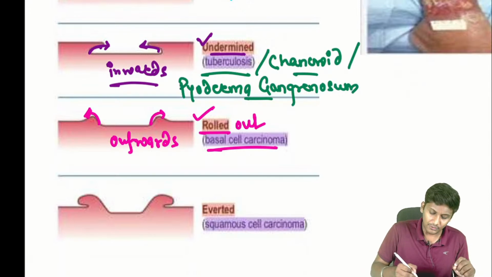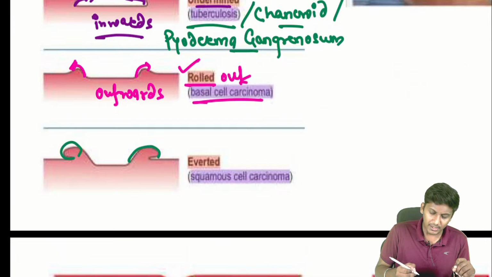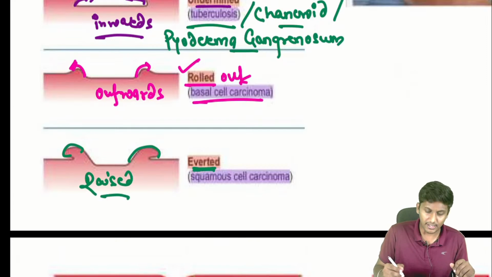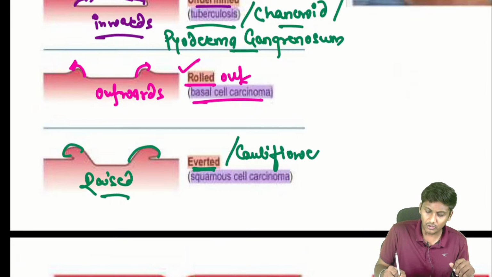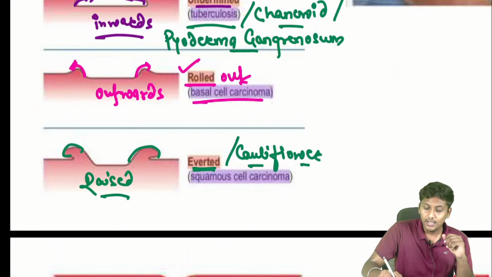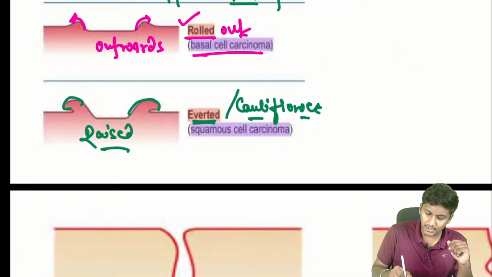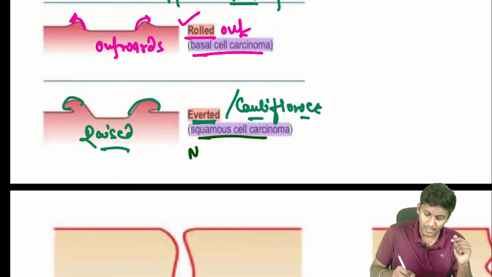And last, can you see again there are outward turned edges, but they are raised. They are not flatter. They are raised edges. We can say they are everted edges, or sometimes they even call it cauliflower-like edges. They are usually seen in two conditions. One is definitely squamous cell carcinoma, and second is usually a Marjolin ulcer.